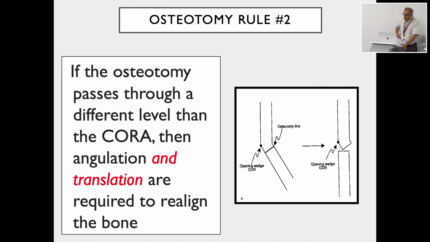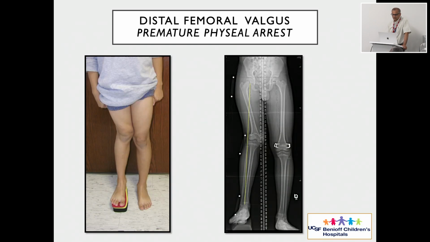But let me show you a few examples of how this osteotomy rule applies. Let's say you've figured out where the apex of the deformity is, but for one reason or another, you end up cutting the bone away from that apex. Then, in order to line the two fragments together, you have to translate that distal fragment so the two line up. It's that simple. Same thing for supracondylar, humerus, femur, tibia, everything.